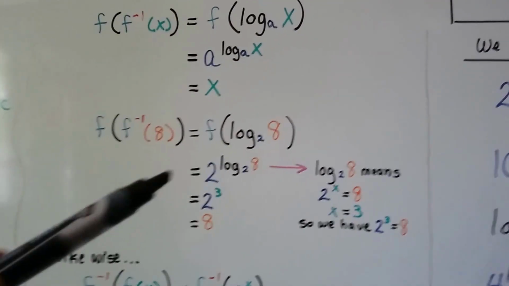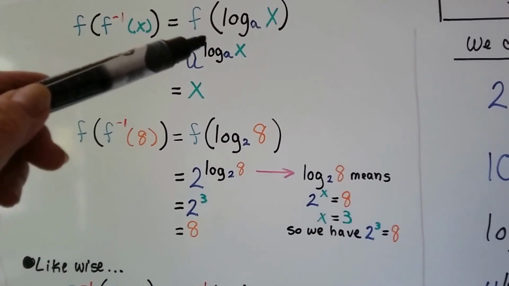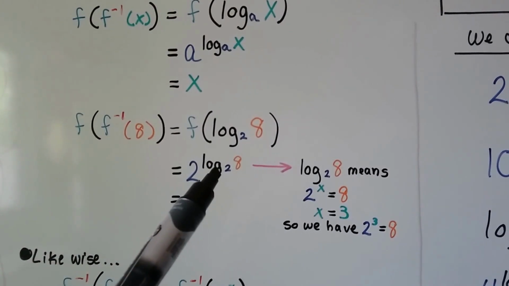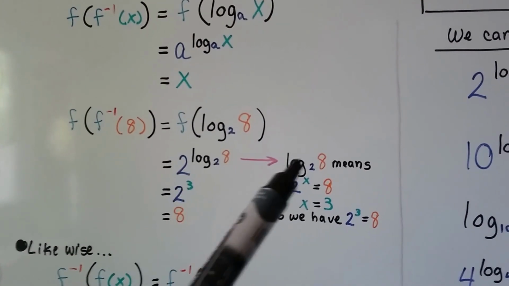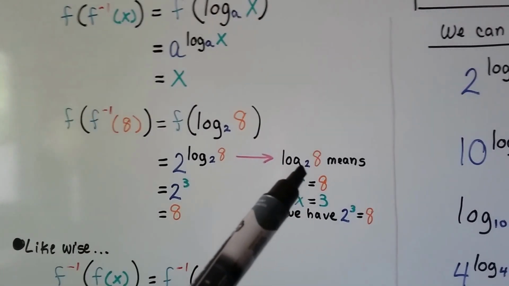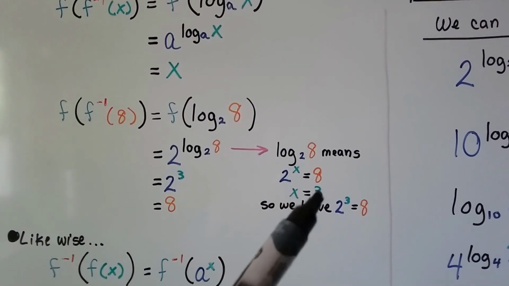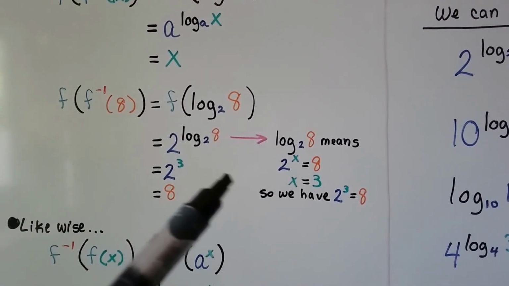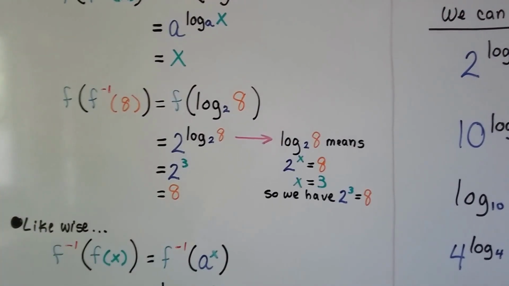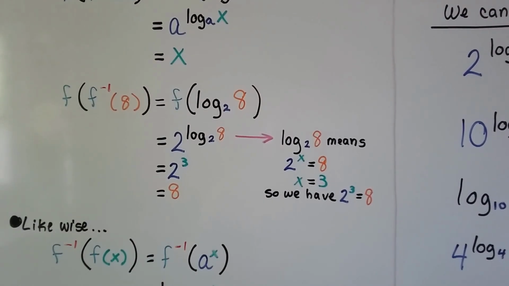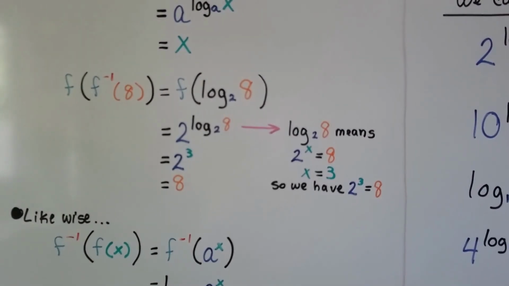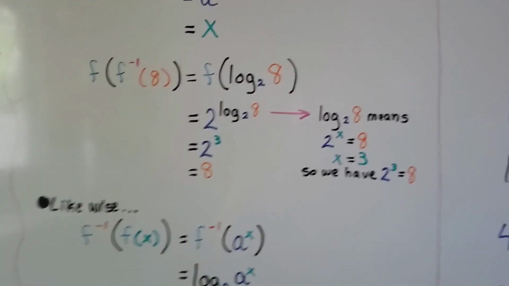So let's see. Following this a to the log base a of x, we'd have 2 to the log base 2 of 8. And log base 2 of 8 means 2 to the x equals 8. It means what exponent is going to make this base 2 an 8? Well, it would be a 3, so x would be a 3. This means we've got 2 to the third power, which is an 8. See? If this log base 2 of 8 is our exponent, and it's a 3, then we have 2 to the third power. That means we have 8.